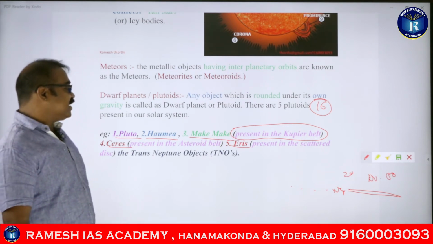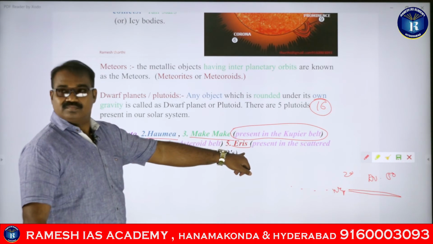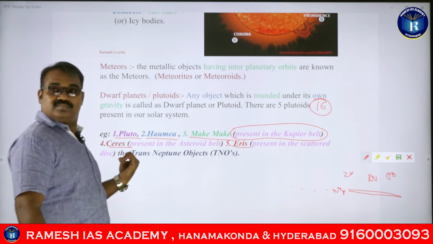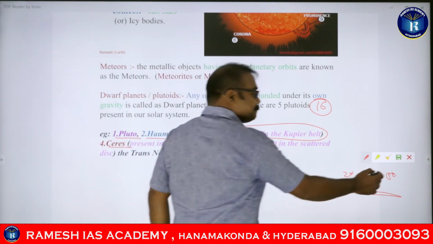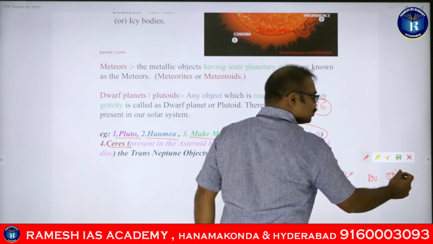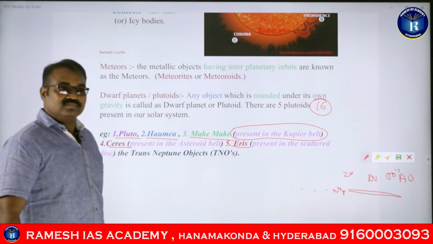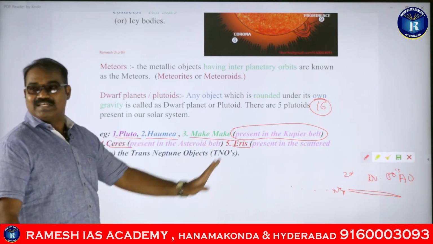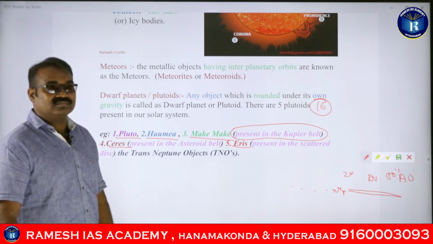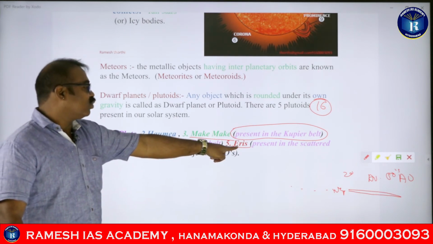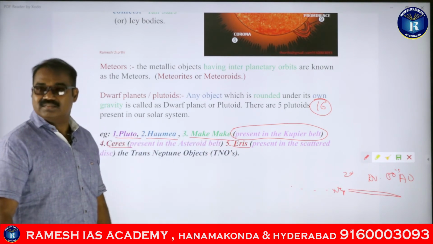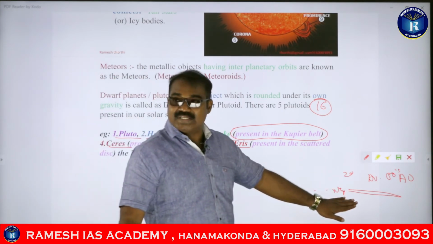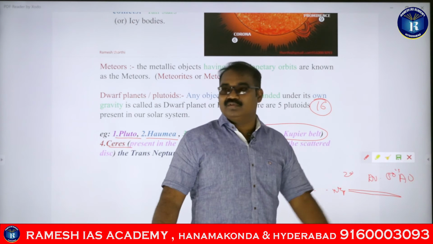Next is the Eris, the 5th one. The Eris is present in the scattered disk. The scattered disk is present beyond 50 AUs. Beyond 50 AUs, or beyond the Kuiper belt, is the scattered disk, and there we have found one of the dwarf planets called the Eris. So the Pluto, Haumea, Makemake and Eris are all present beyond the orbit of the Neptune only.